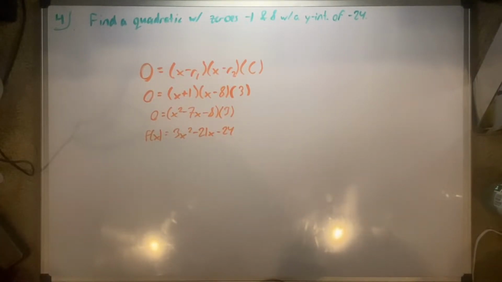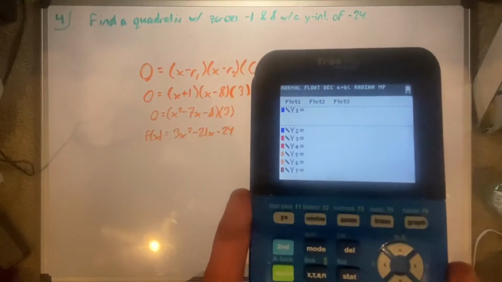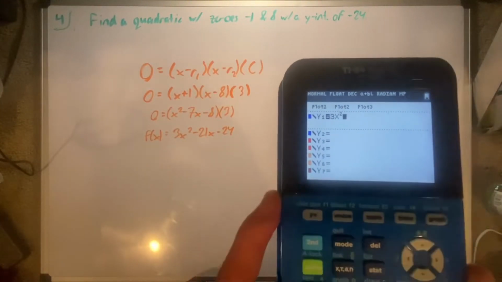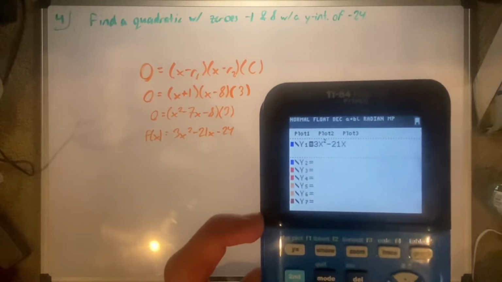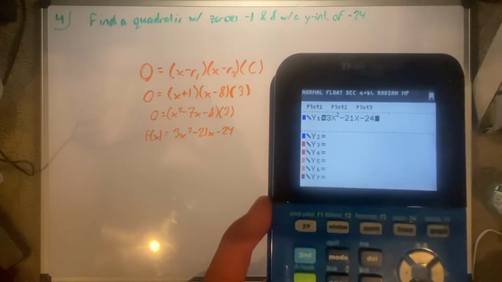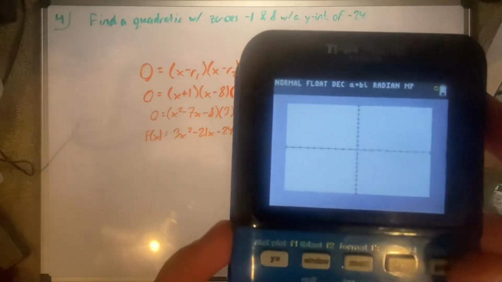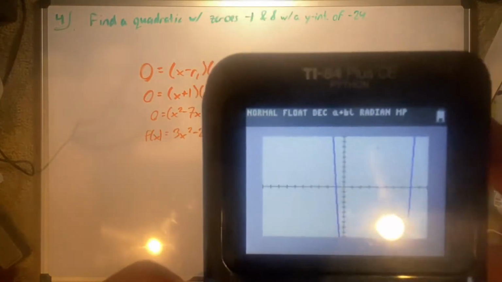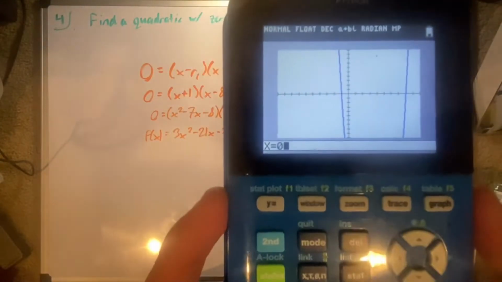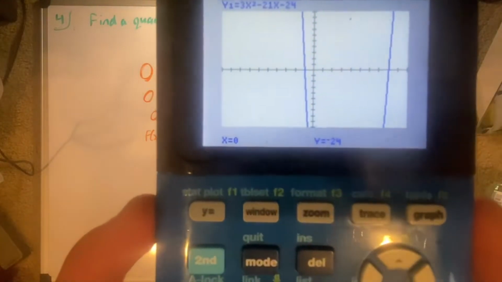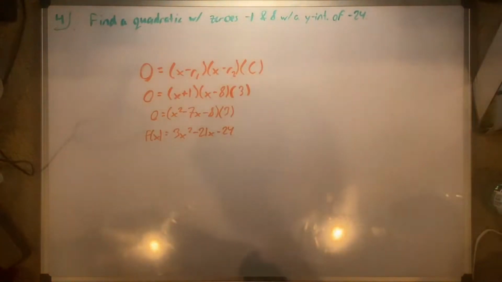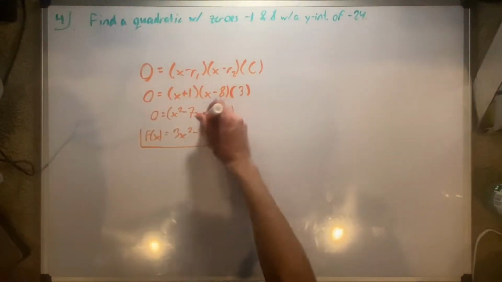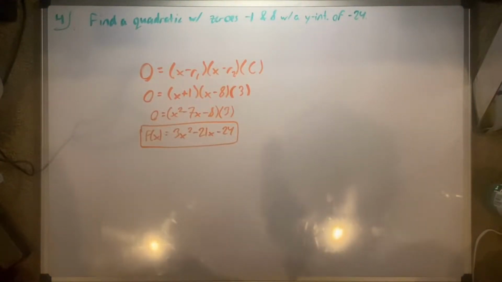And then let's plug this into our graphing calculator just to make sure that everything does check out. 3x squared minus 21x minus 24. Let's graph. There's our -1, there's our 8, and let's find our y-intercept. So at x equals 0, there it is, -24, perfect. So this here would be our answer.